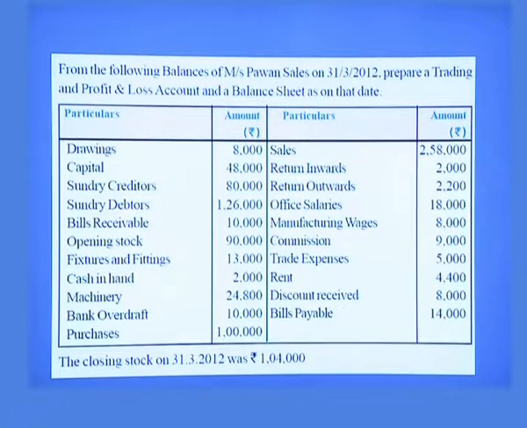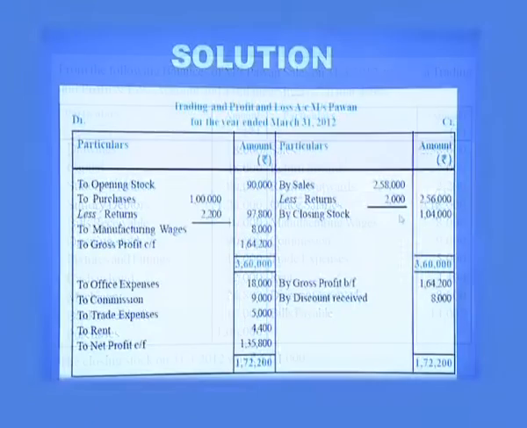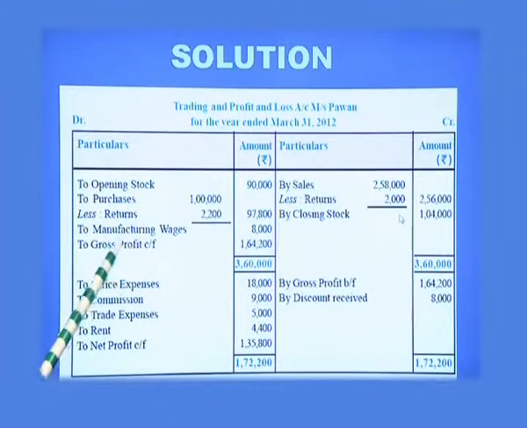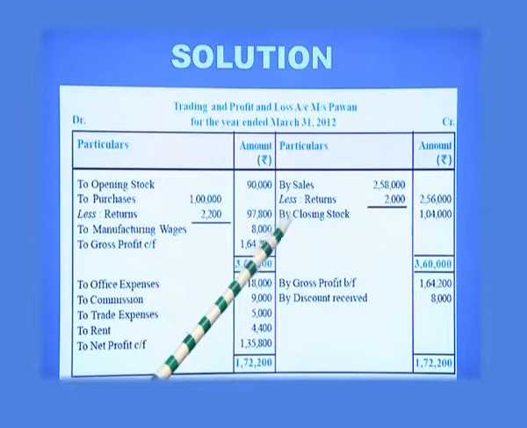Then you have to find out the balance. Sales will come on the credit side of the trading account and will be reduced by the returns. Here is the answer: opening stock, purchases less returns, and manufacturing wages will come on the debit side of the trading account. Sales less returns on the credit side, closing stock on the credit side.